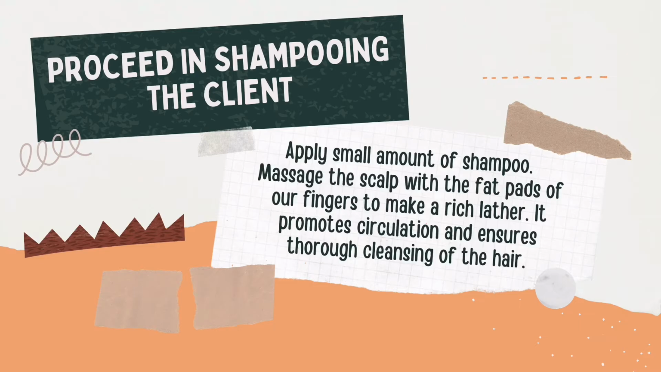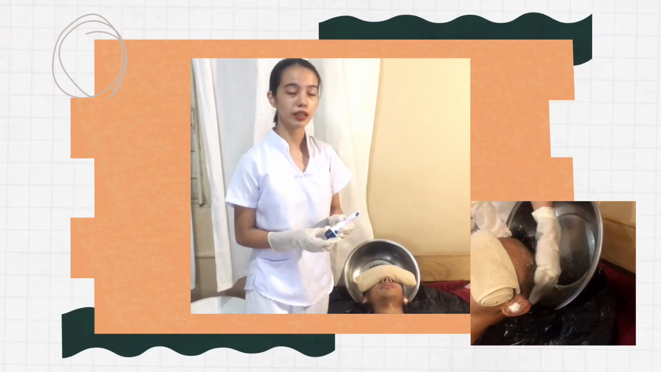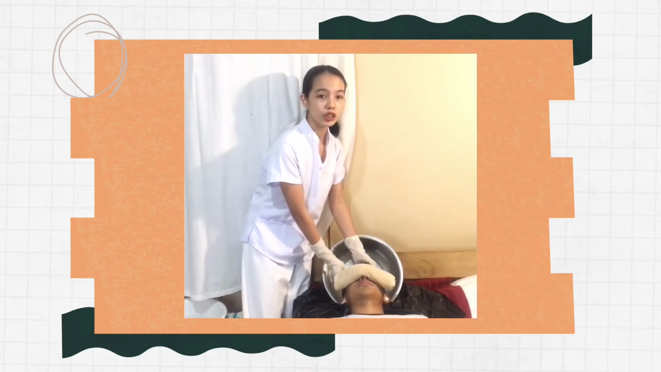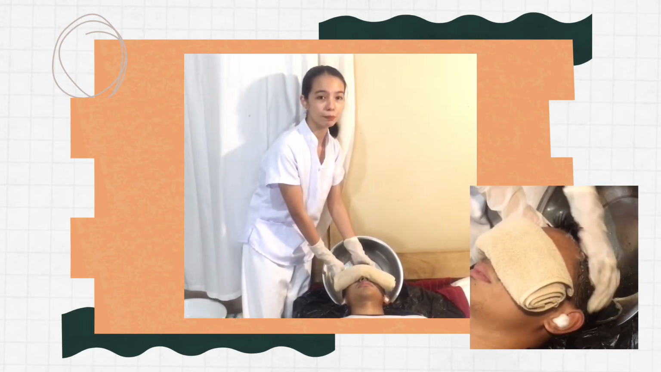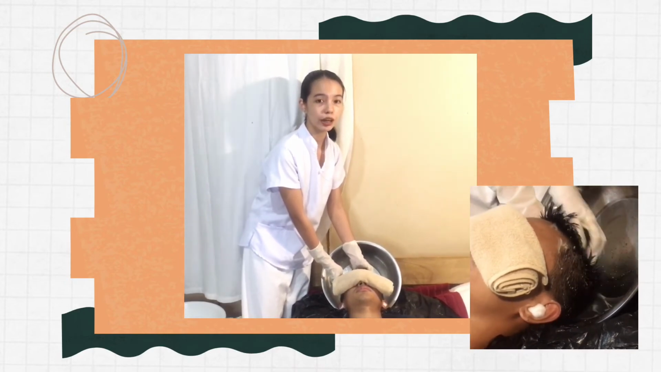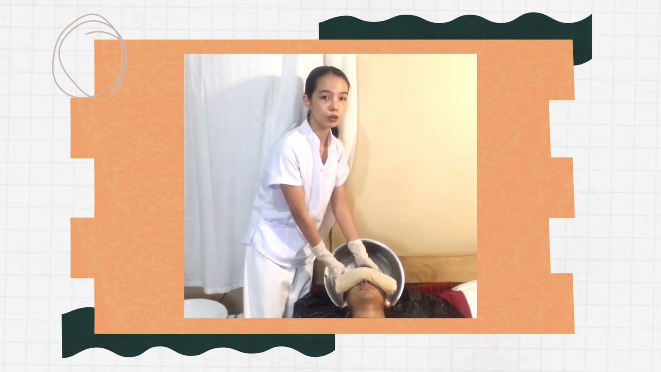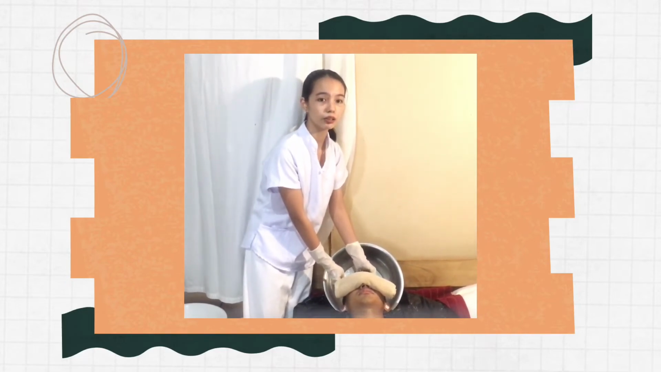Proceed in shampooing the client. After that, we should apply a little amount of shampoo and also you can put conditioner if desired by the patient. After putting shampoo, we should massage the scalp using the fat pad of our fingers to reach lather. Also, massaging the hair promotes circulation of the scalp, which helps the blood circulation. So, we must reach lather because it ensures thorough cleansing of the hair and makes sure that every part of the hair is being shampooed.